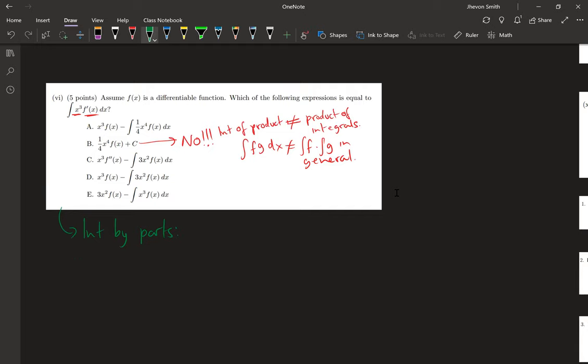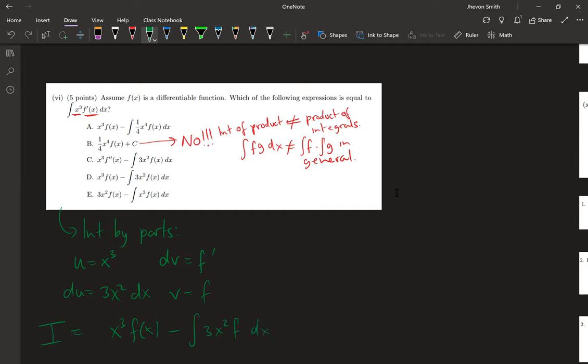Now I would say u is equal to x cubed. That's going to allow me to break the powers down, while my dv is equal to f prime, which is going to allow me to get rid of the prime. So that's a smart choice for u and v. My du is going to be 3x squared dx. My v is going to be f. And so my integral is going to be u times v minus the integral of v du.